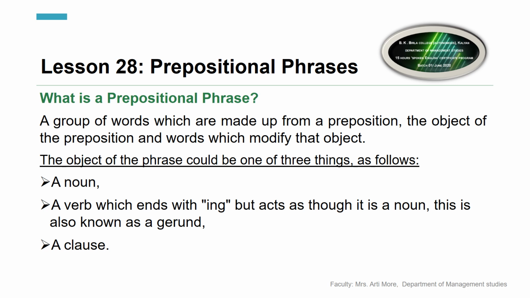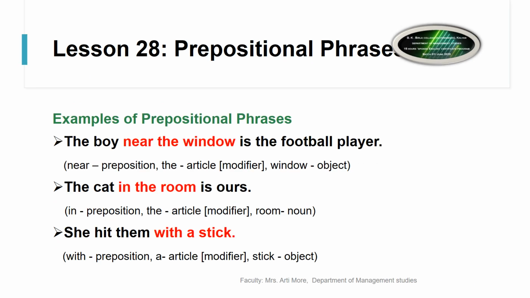Next, a verb. What is a verb? A verb which ends with ing is also known as a gerund. Gerunds are words that are formed with verbs but act as a noun. To find gerunds in a sentence, just look for a verb plus ing that is used as a noun. Next, a clause. What is a clause? A clause is a group of words that contains both a subject and a predicate or a verb. Let's have a look at some examples.